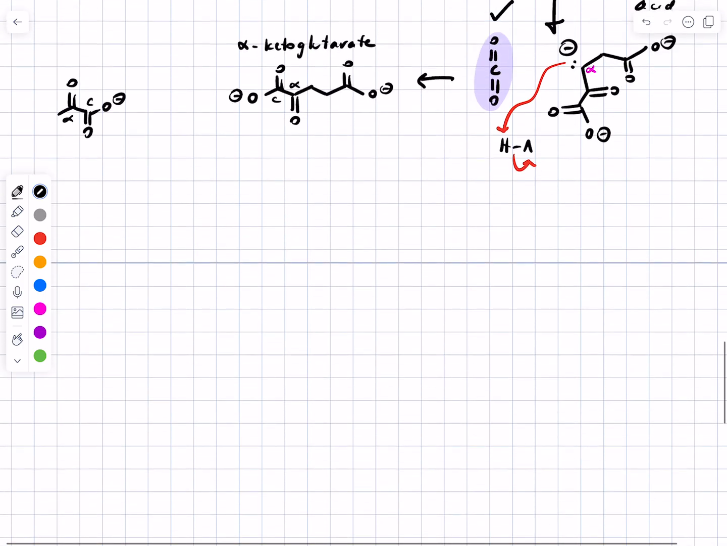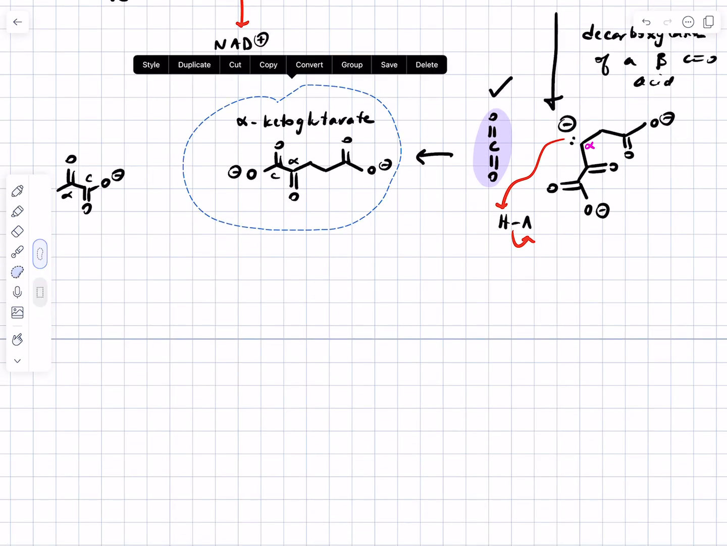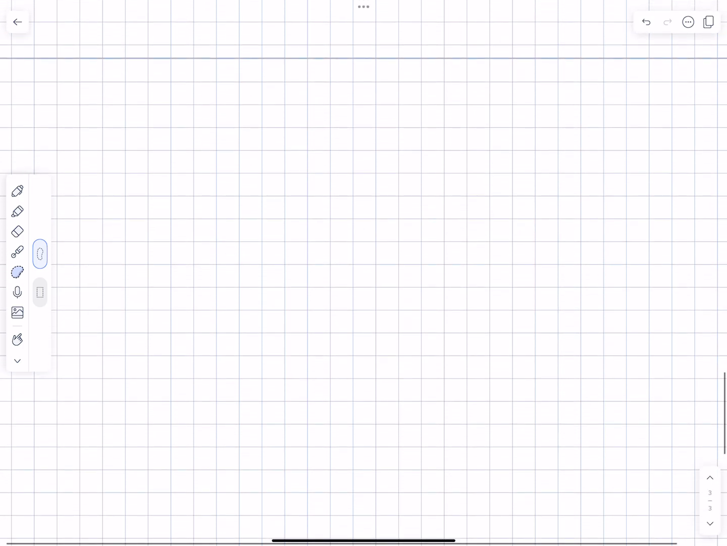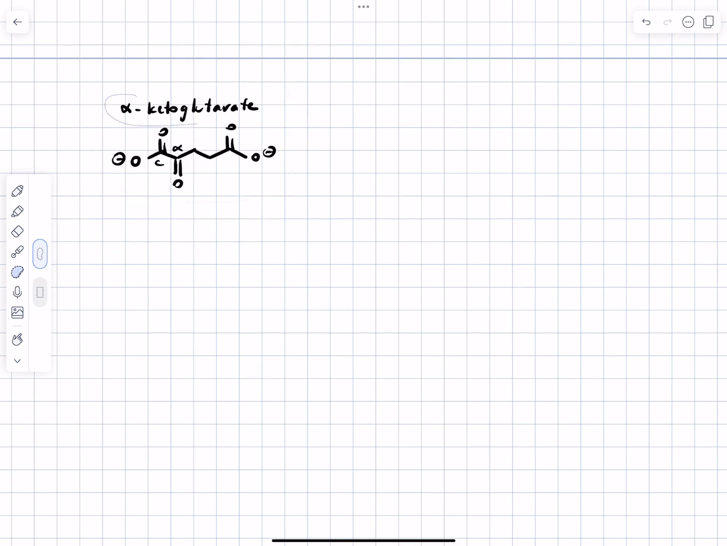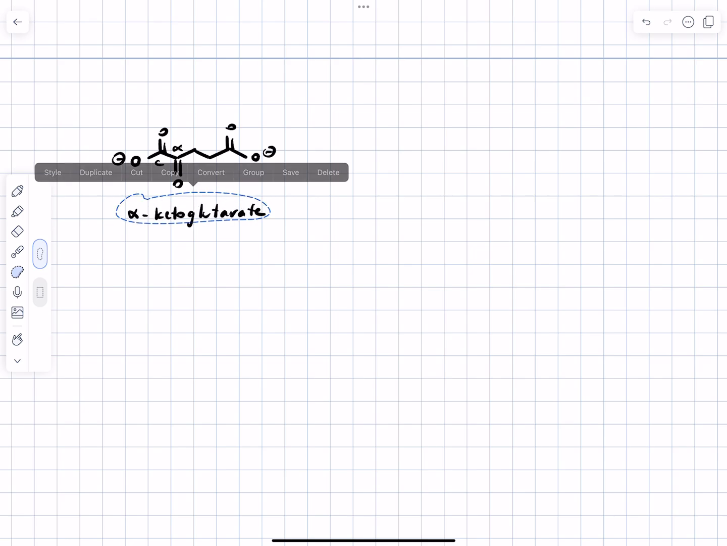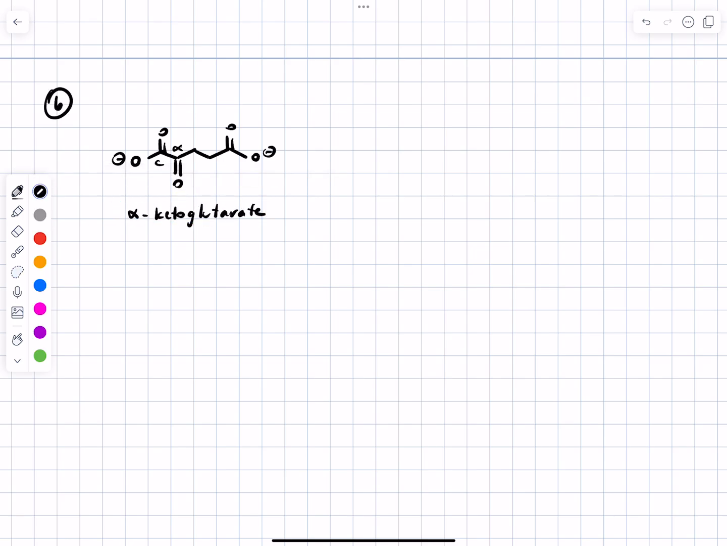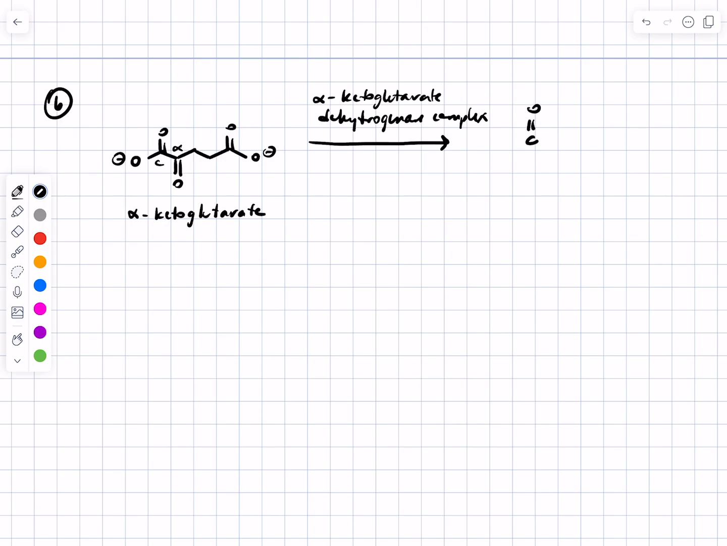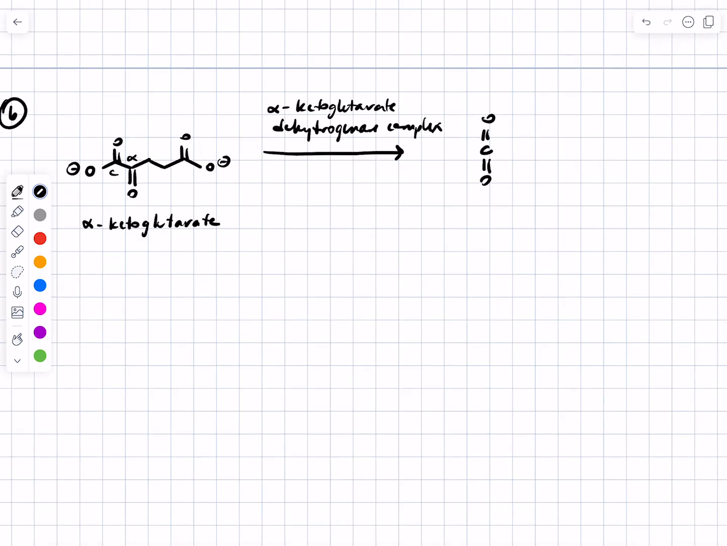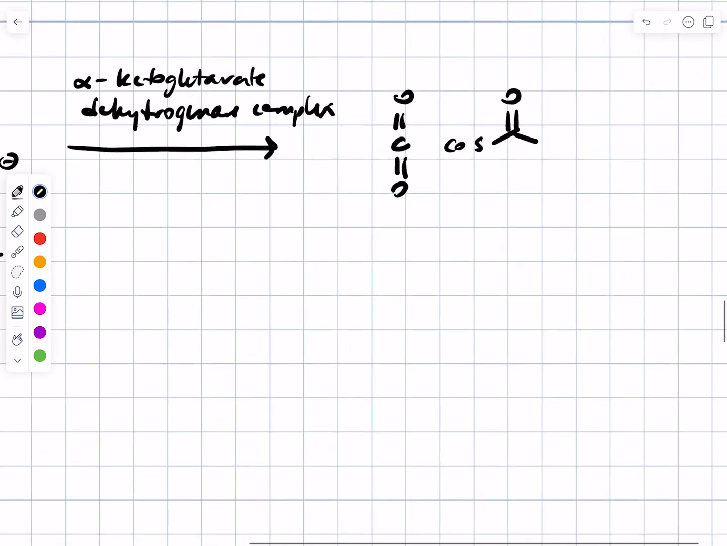Okay, so alpha ketoglutarate is our starting material for step 6. And step 6, I'm not going to show you the mechanism of here because if you go back and review the mechanism for the pyruvate dehydrogenase complex, it's going to be exactly the same. So there is a large enzyme complex called the alpha ketoglutarate dehydrogenase complex. It's going to decarboxylate alpha ketoglutarate, break this bond between the carbonyl carbon and the alpha carbon, and it's going to oxidize that ketone carbon to the thioester oxidation state.